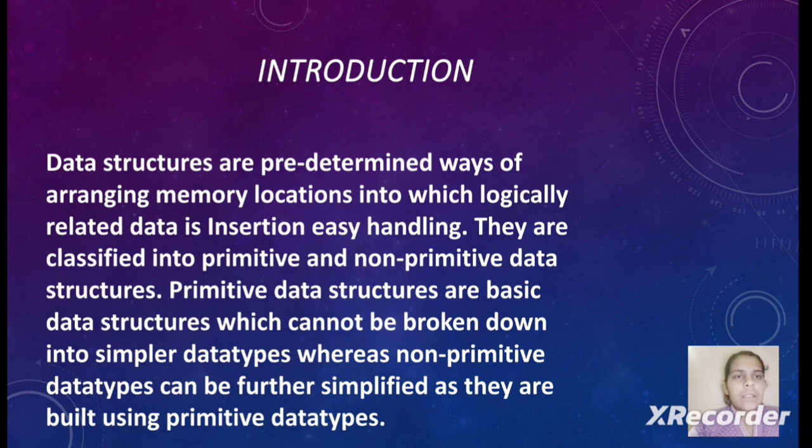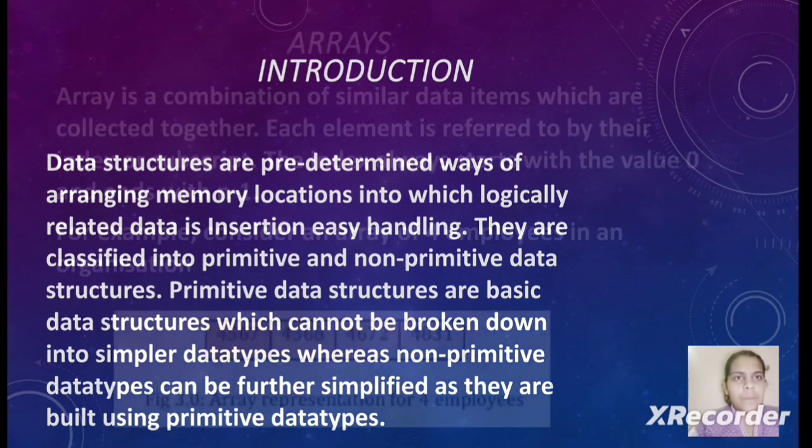Data structures are predetermined ways of arranging memory locations into which logically related data is inserted for easy handling. They are classified into primitive and non-primitive data structures. Primitive data structures are basic data structures which cannot be broken down into simpler data types. Non-primitive data types can be further simplified, as they are built using primitive data types.